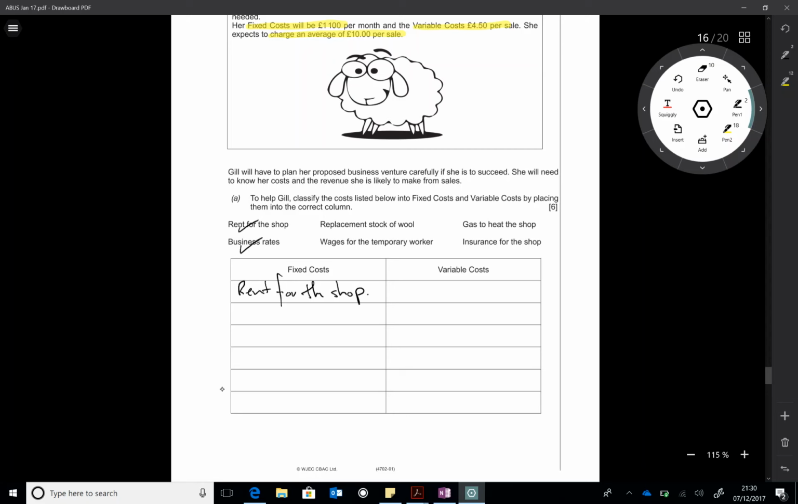We also have our business rates. Again, these are things that are set for us. It doesn't matter how many products we sell, we still have to pay the same amount. Now we look at the different products. We've got replacement stock of wool. That obviously varies. If we sell more, then we need to get more wool in. If we don't sell as much, then we have a big backlog, and that is bad for our business. So I'm going to put here stock of wool.